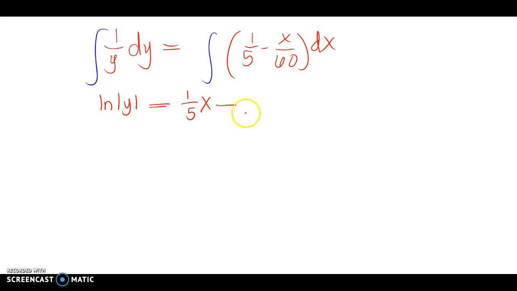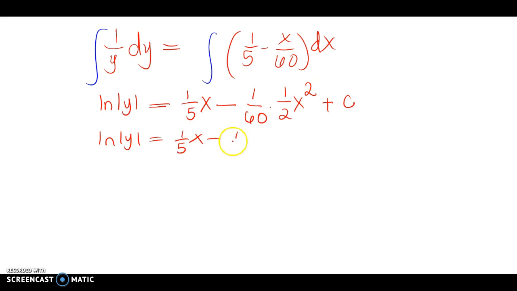And on this next piece, I'm going to urge you to take out the 1/60th from your processing and just focus on the antiderivative of x. And we'll just multiply by that factor of 1 over 60 when we take the antiderivative and get 1/2 x squared. And then, of course, we cannot forget Charlie. So a cleaned up version of that would be the natural log of the absolute value of y equals 1/5 x minus 1 over 120 x squared plus c.